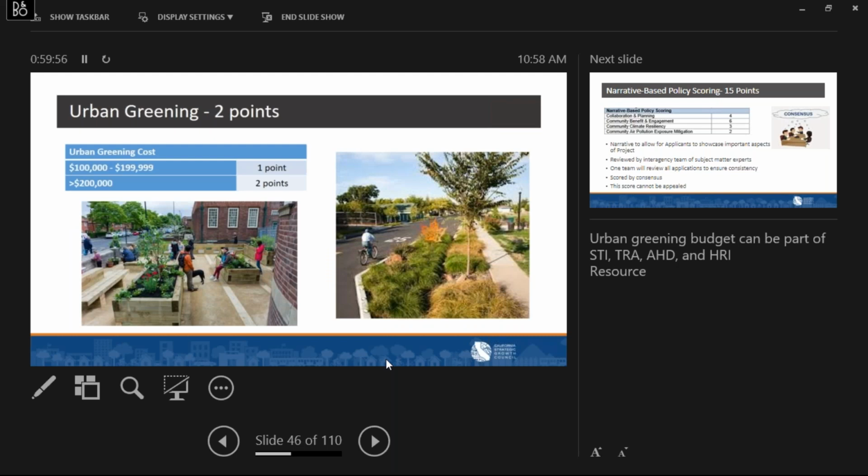And finally, we have our urban greening category. Projects that are proposing $200,000 or more in urban greening are eligible for 2 points, and then 1 point is available for projects between $100,000 and $200,000 in urban greening.